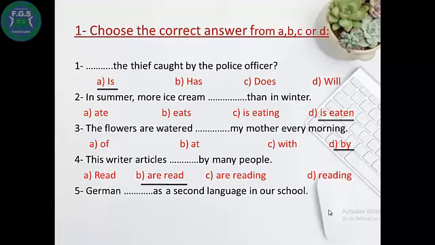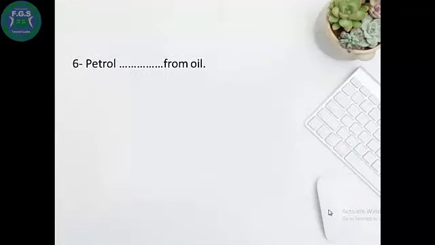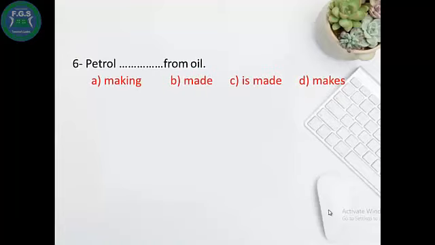Number five, German space as a second language in our school. Is speaking, speaking, speaks, is spoken. German doesn't speak, it is spoken. Is spoken. Number six, petrol space from oil. Making, made, is made, makes. Petrol is made from oil.